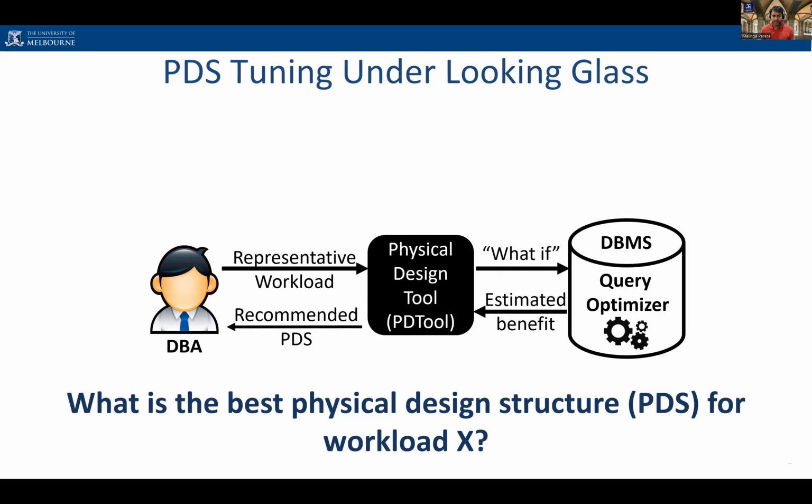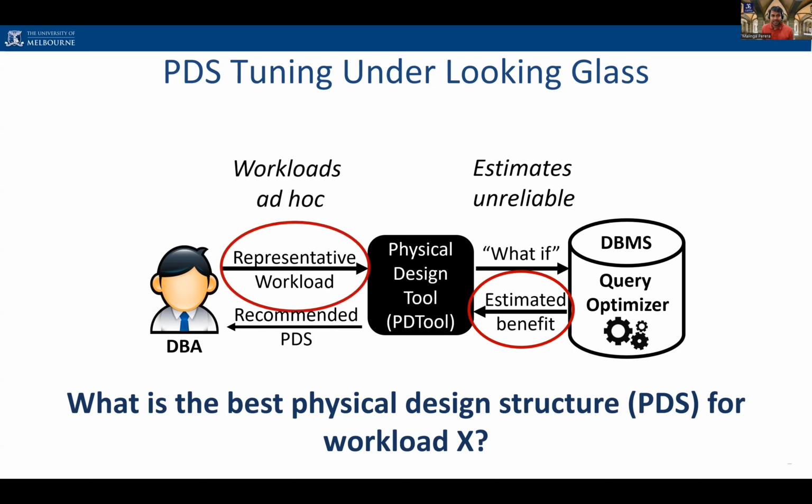However, there are two main problems in this setup. First, the estimated benefit is unreliable, mainly due to the gaps in the cost model. Secondly, the seemingly innocent step of representative workload selection. While it was not very hard in the past, with modern applications with dynamic workloads, it is not trivial.